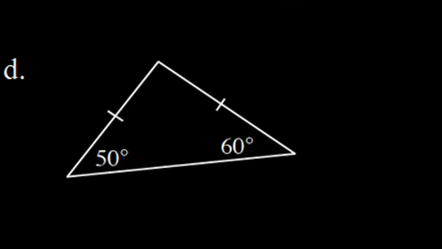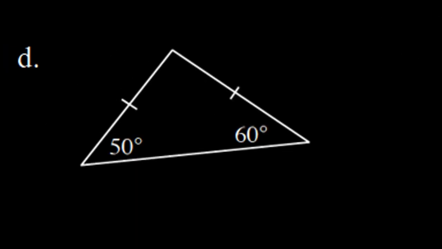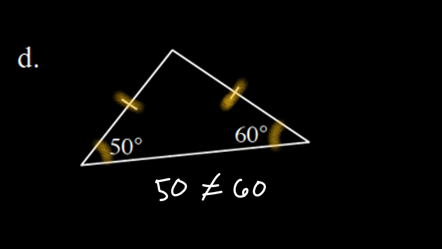On D, they have indicated that these triangles are isosceles triangles, right? I've got a pair of sides that are the same. Well, if you've got an isosceles triangle, the base angles would have to be congruent to each other. And because 50 is not equal to 60, this cannot be, right? Those two angles would have to be the same in an isosceles triangle.